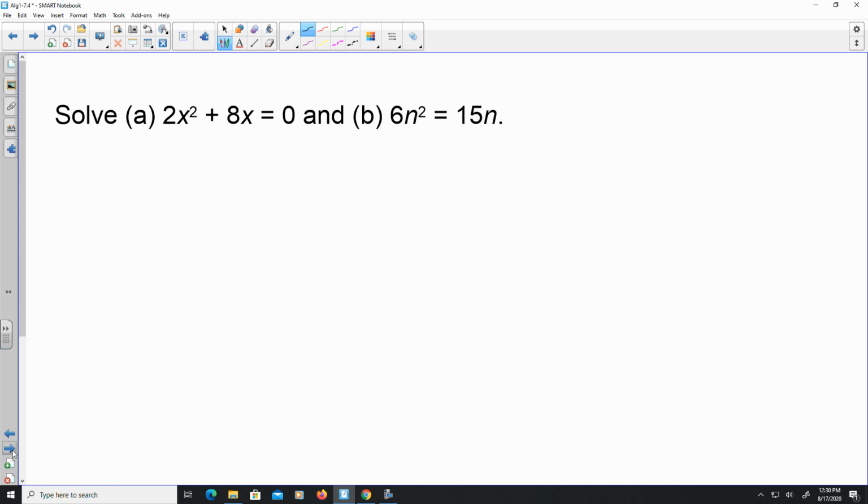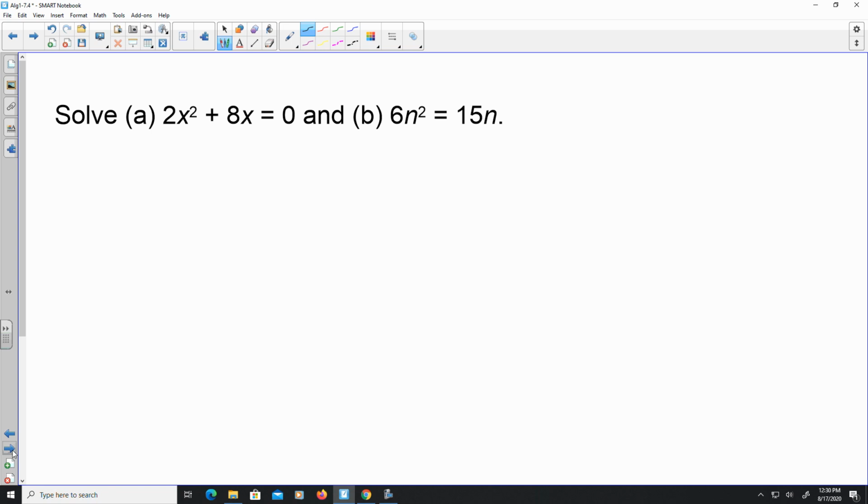So now here, they have a polynomial equation that they want us to solve. So now we are going to implement both factoring and the zero product property. So looking at this first equation, I got 2x squared plus 8x is equal to 0. It's set equal to 0, so I don't have to change anything with the equation quite yet.